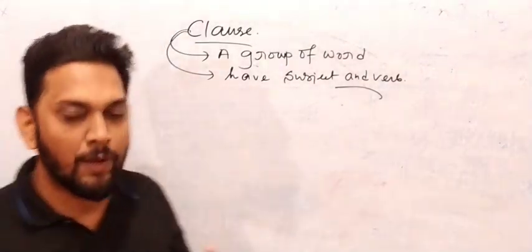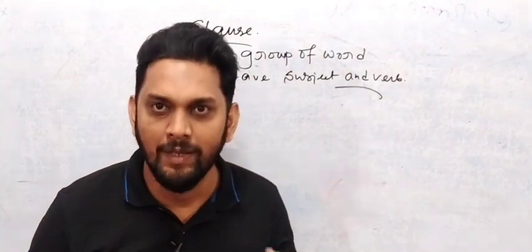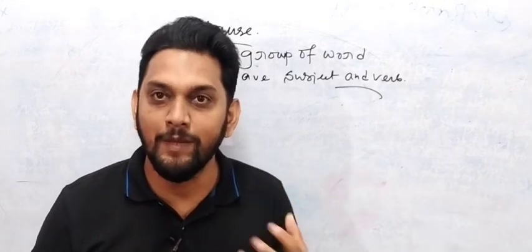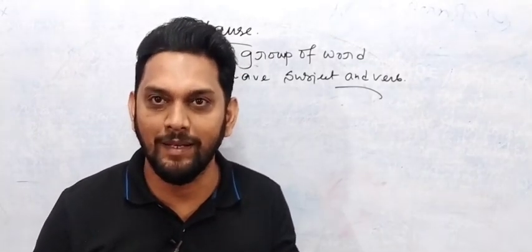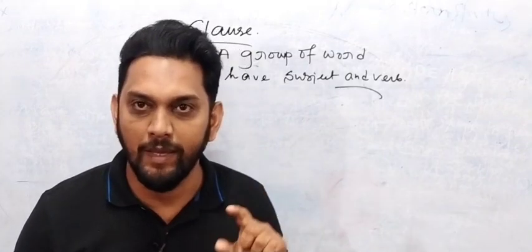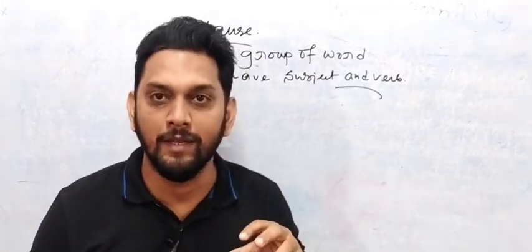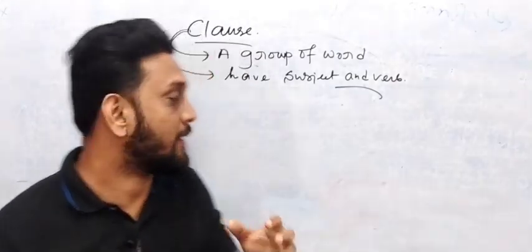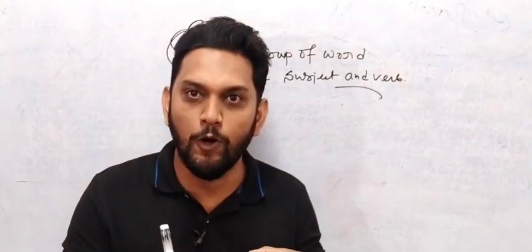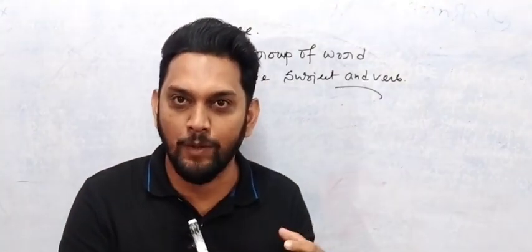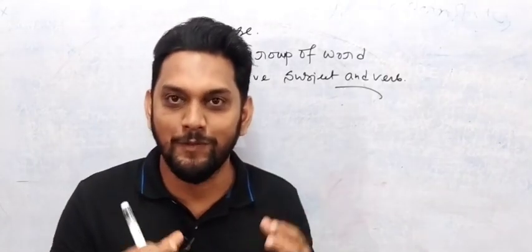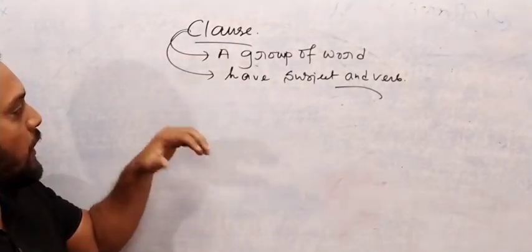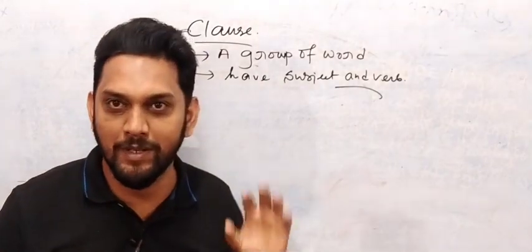Now you can ask me the question, sir, what is a sentence? A sentence is also a group of words which gives you a meaningful sense, starting with a capital letter and ending with a full stop. But whenever we study sentence, I will tell you how a sentence is formed using different phrases and different clauses. That is very fantastic. What we are studying today is clause. A clause is a group of words which have subject and verb. Did you understand this much?